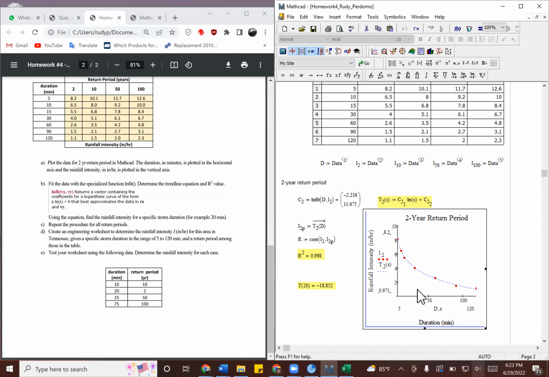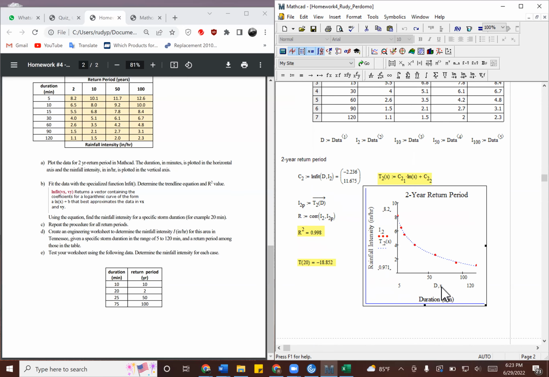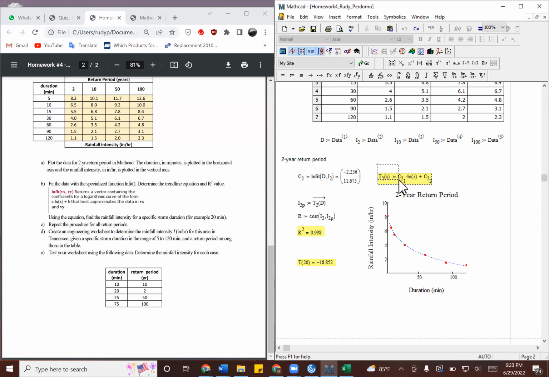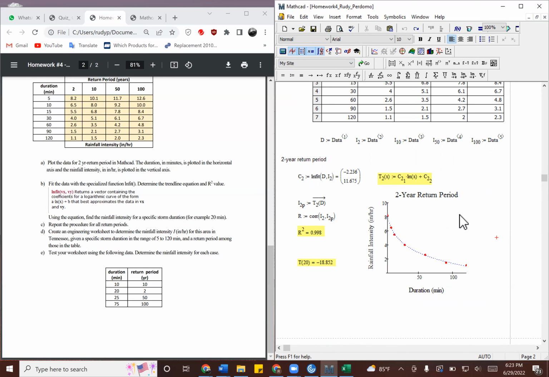First, you would plot the data, D for your x value, duration, versus I.2, which would be your 2-year return period. And then you plot your trend line here, T.2 of x. So that's your trend line, and those are your data points. Then it asked us to determine the trend line equation and the R-squared value.